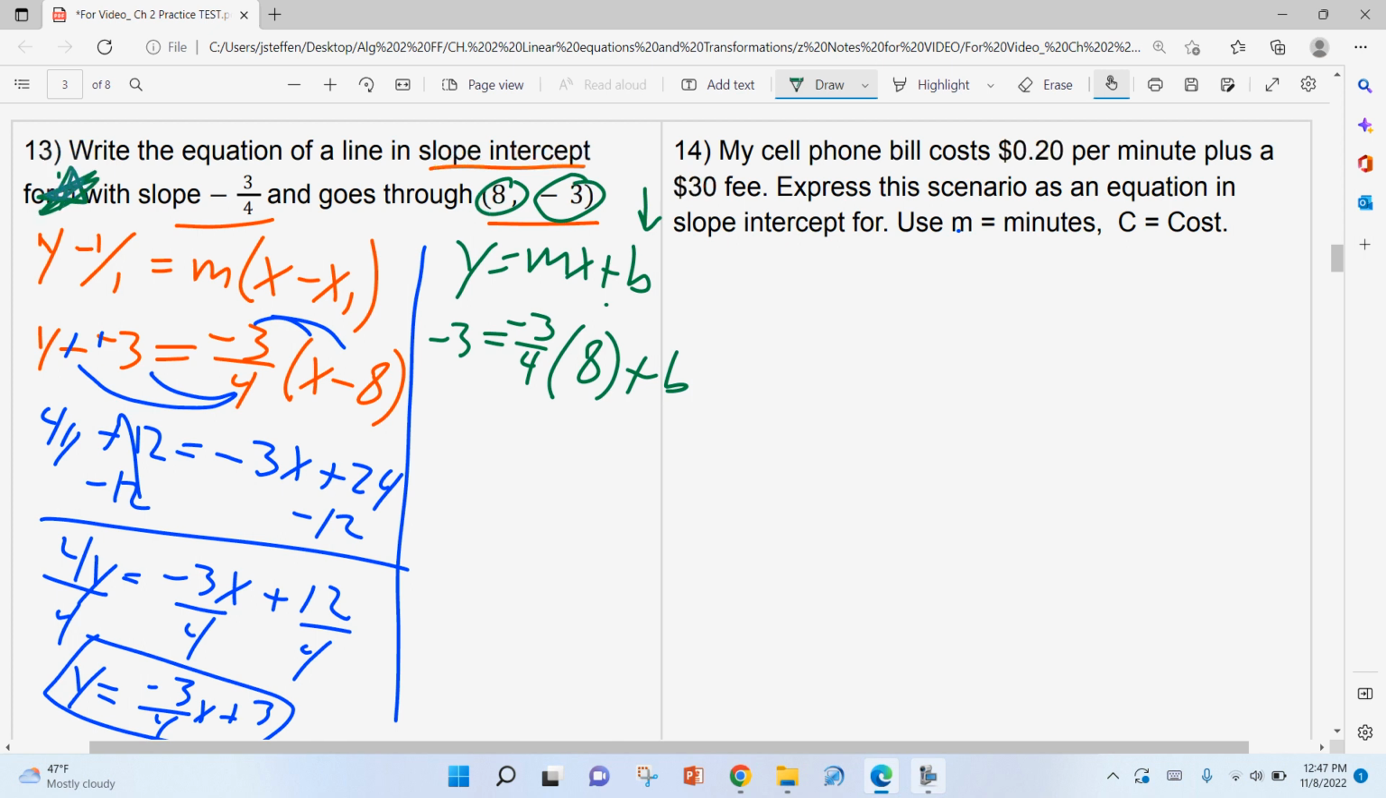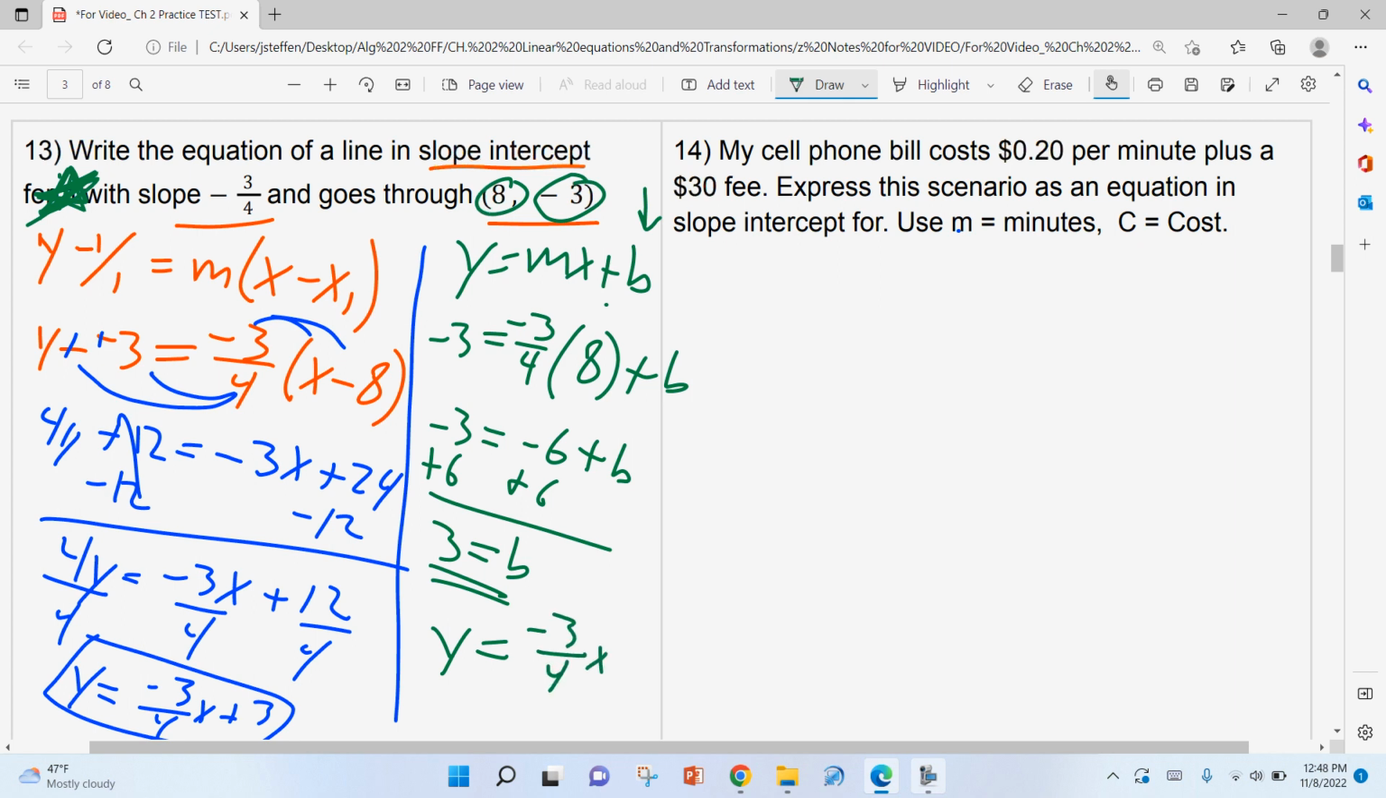You can use a calculator if you need to. If you don't know how to multiply those fractions at this point, I would definitely do it the point-slope way, and that's one of the reasons I like point-slope form best. But again, if you know how to put it in your calculator, by all means, doing it this way is fine. So -3/4 times 8 ends up being -6. Add 6 to both sides. You end up getting 3 is equal to b. Now we have our y-intercept, so we can plug it back into slope-intercept form. We know our slope was -3/4x and then plus 3.